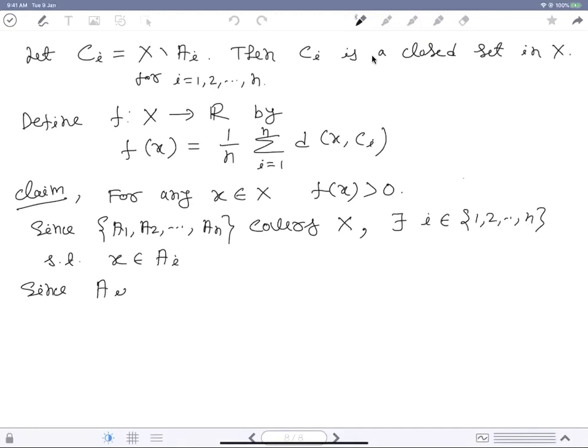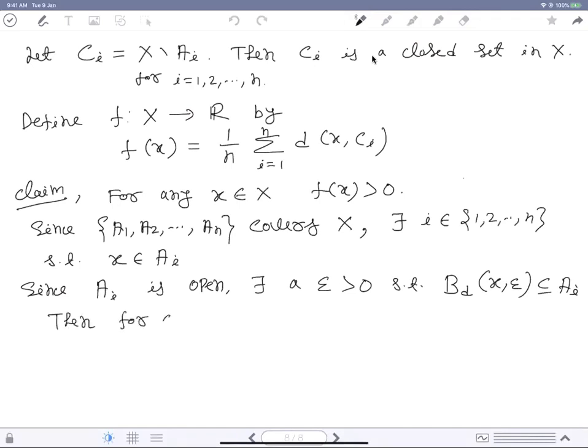Now we know that Ai is open. Since Ai is open, there exists an epsilon bigger than 0 such that B, that is the ball of radius epsilon centered at x, is a subset of Ai. And then for any y belongs to Ci, what is Ci? It is just my X minus Ai. This d of x comma y will be bigger or equal to epsilon. So why, for any y belongs to Ci, is d of x comma y bigger or equal to epsilon?